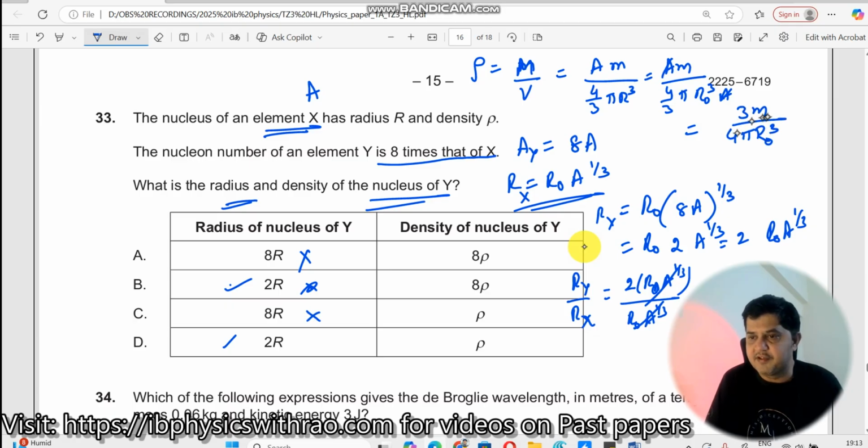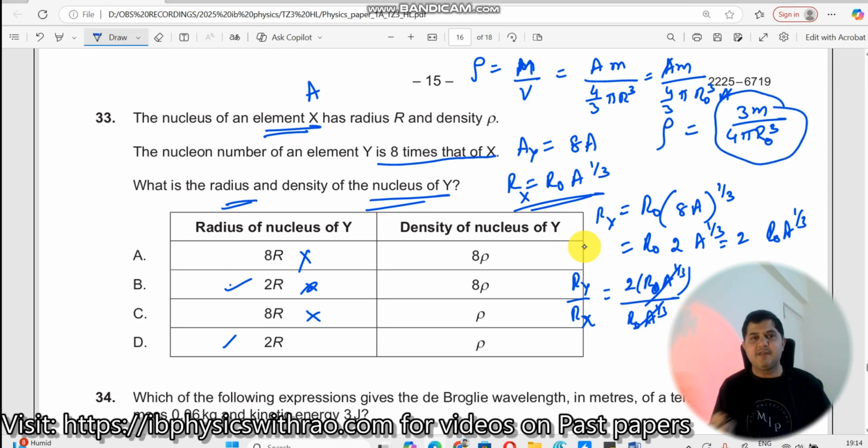3 is constant, 4 is constant. M, the mass of one nucleon, is also constant. Pi, 3.142, is also constant. R naught is given in your data booklet, that's also constant. So the whole thing is constant, which means density is constant. The density does not vary whether you take a gold nucleus, or an oxygen nucleus, which has only 16 nucleons, or a hydrogen nucleus. Whichever nucleus you take, density does not change, and that is what tells you that the nuclear density is a constant.